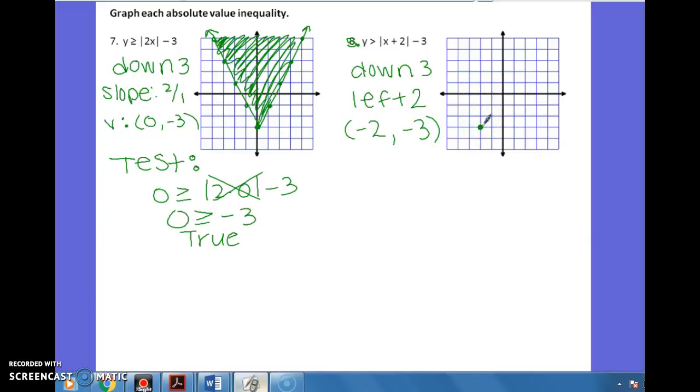What is the slope? 1 to 1. So up 1, right 1, up 1, left 1, up 1, right 1, up 1, left 1, up 1, right 1, up 1, left 1. You continue your pattern. Solid or dashed? Is it equals to or not equals to? Good. So dash your absolute value together.